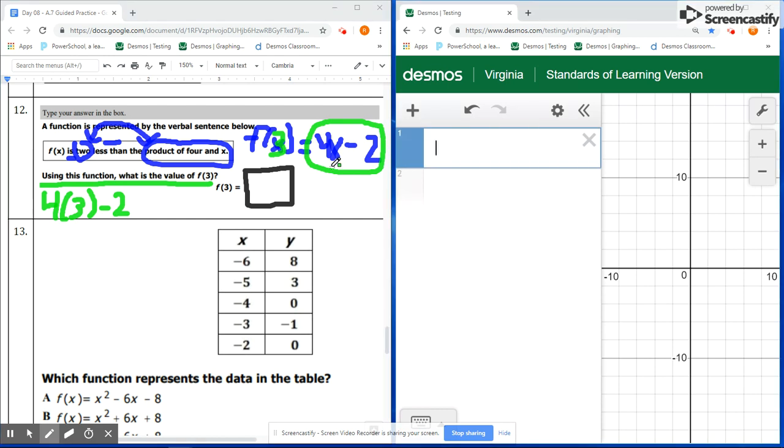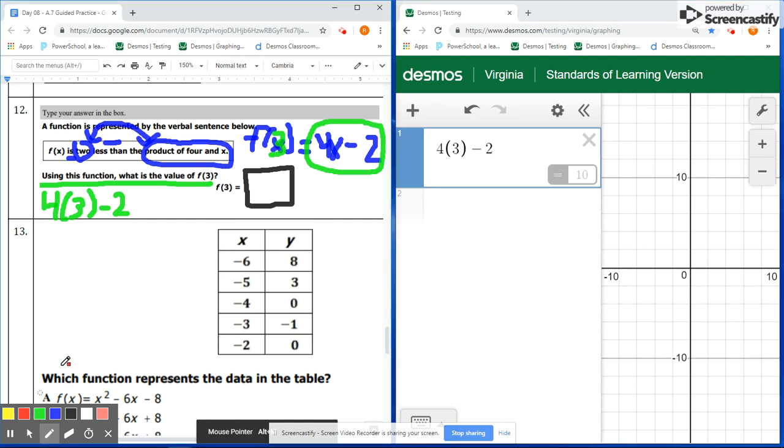The easy thing would be to plug it into Desmos, because then I know that I won't make a mistake. 4 parentheses 3 minus 2. And the value, when I plug in 3, is equal to 10.